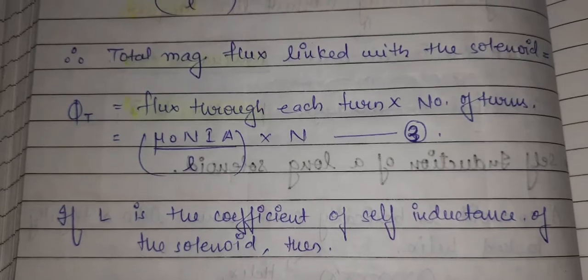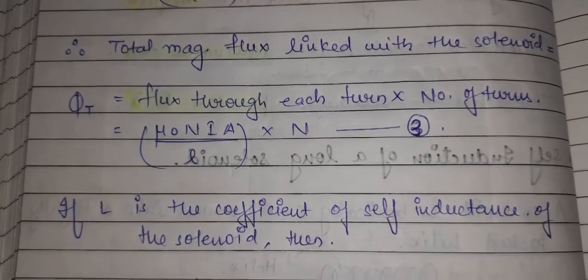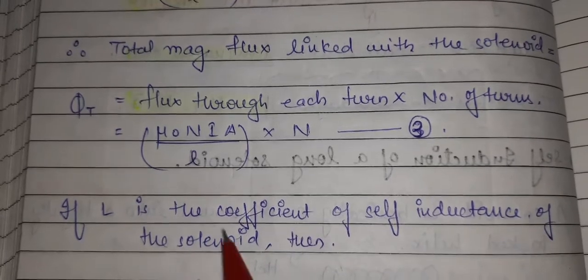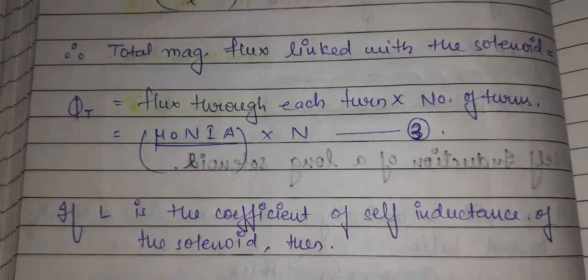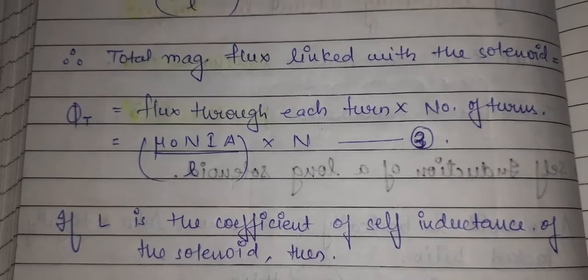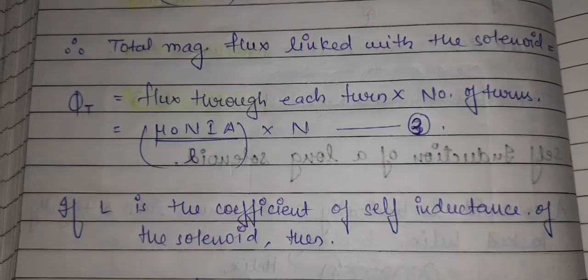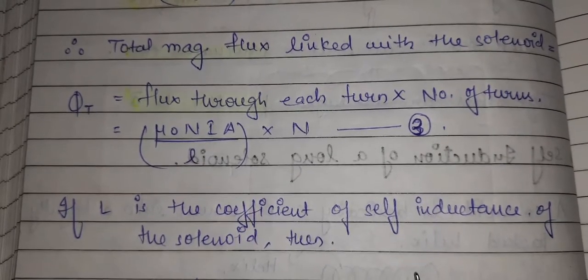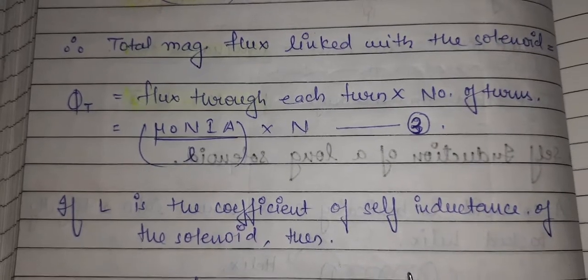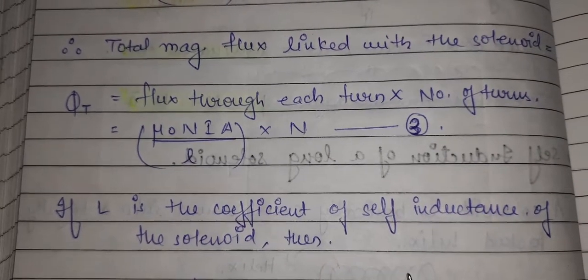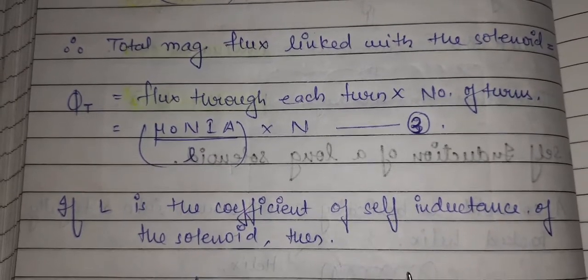Now since we have started the derivation for the self inductance, let us consider L is the coefficient of the self inductance of the solenoid. From where is the self inductance coming? The self inductance is coming because the current in the solenoid keeps on changing, and if the magnitude of the current in the solenoid keeps on changing, that will create a changing flux, and if the flux through that coil is changing, that will be the reason for the production of EMF.